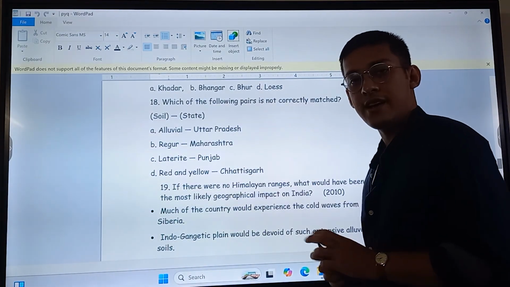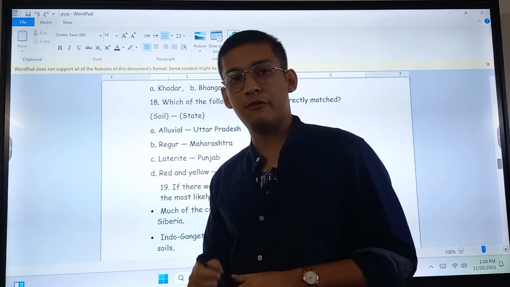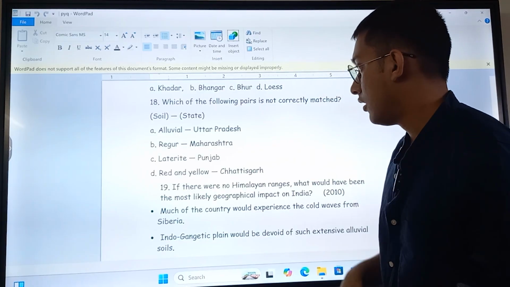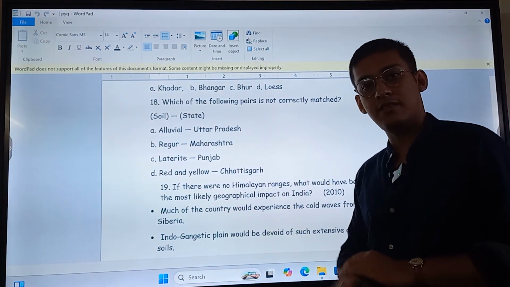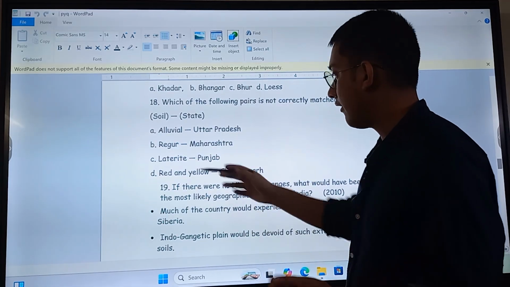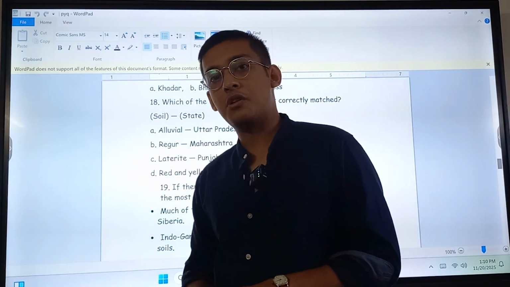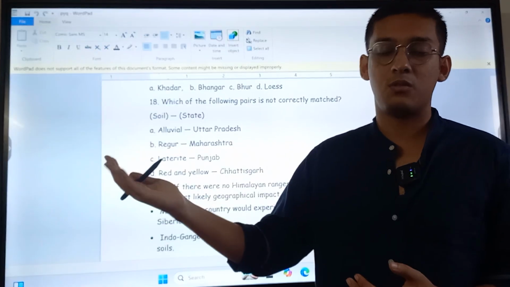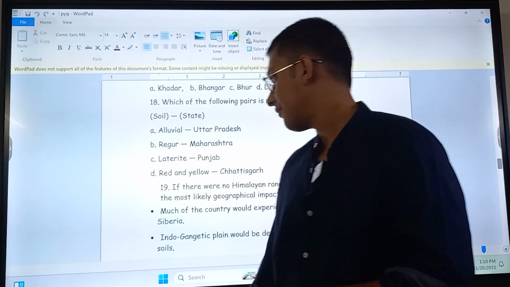Again, the elimination method can be used here. Alluvial, Uttar Pradesh, right? The Ganga and Yamuna flow through it. It has to be alluvial. Regur in Maharashtra. Black soil is in the middle part of India. Red and yellow is in Chhattisgarh. So what is left? Red soil, Punjab. You need not know the answer, just need to know which aren't the answer.